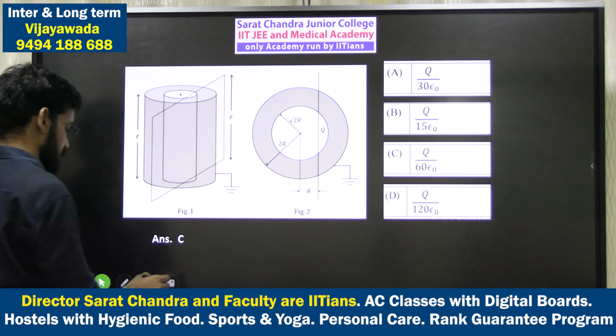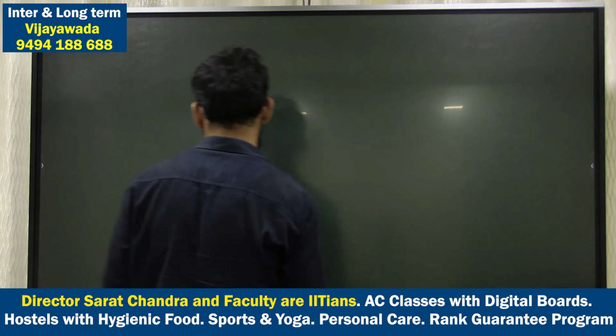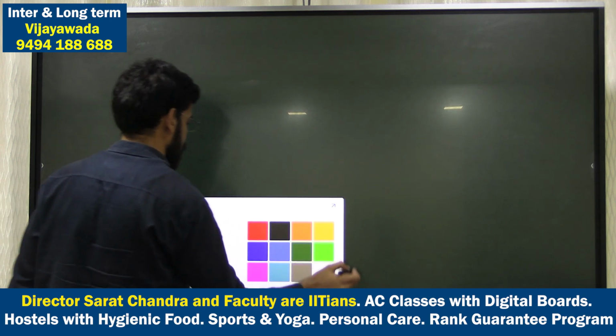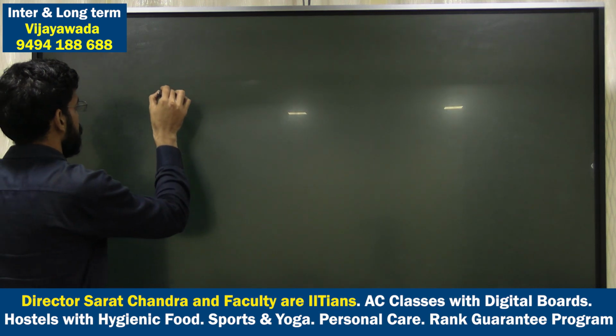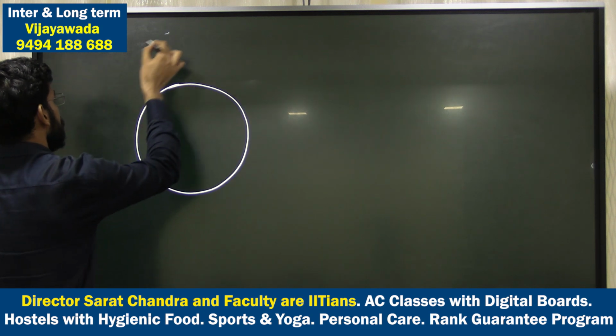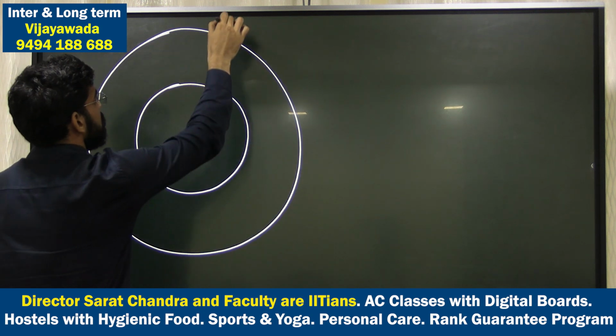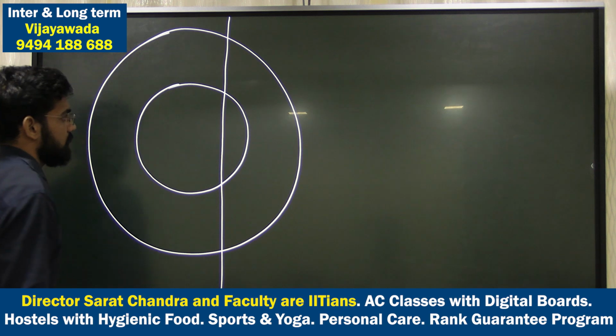Understand this question. To do this question, we have 3 methods. I will tell them one by one, and explain the last one at the end. This is the inner cylinder, and this is the outer. This is the plane he is talking about, right?